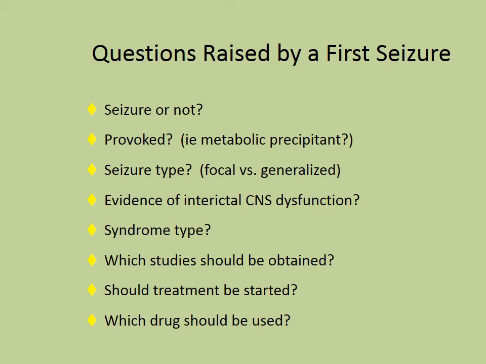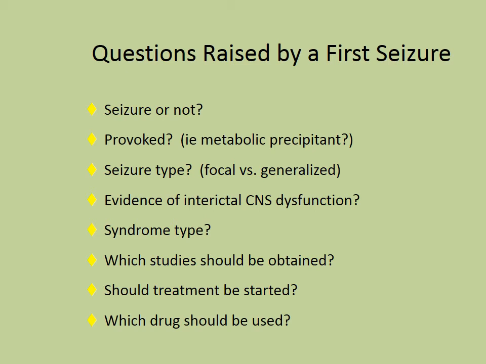You want to look for evidence of partial onset. You want to search for evidence of underlying central nervous system dysfunction. Look for systemic or metabolic disorders that could have precipitated the seizure. You want to try to classify the seizure if you can. You want to determine what diagnostic studies are appropriate and determine whether drug therapy should be instituted and if so, with what agent. And we talked about this before.